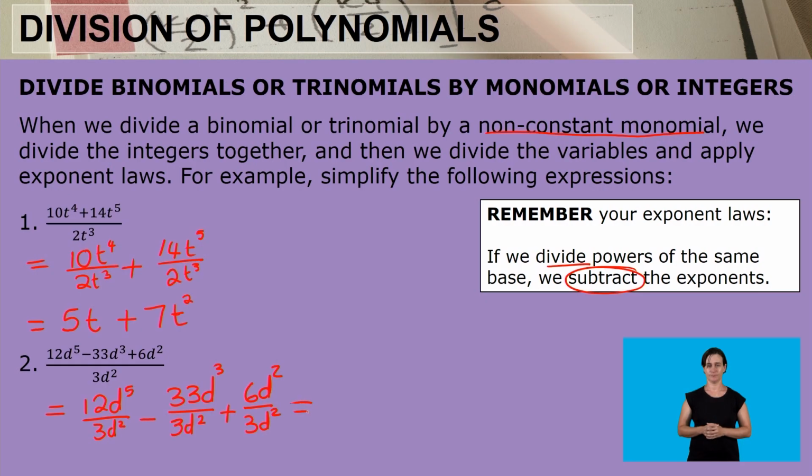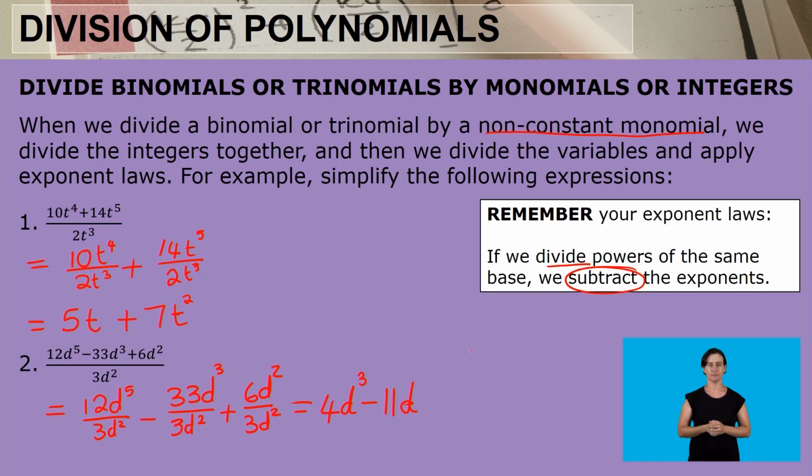So what is the answer going to be? What is 12 divided by 3? That is 4. And because those powers have the same base, we are going to subtract the exponents. So 5 minus 2 is going to be our 3. Then we are subtracting. 33 divided by 3 is 11. And those powers have the same base, so we are going to subtract the exponents. 3 minus 2 is 1.